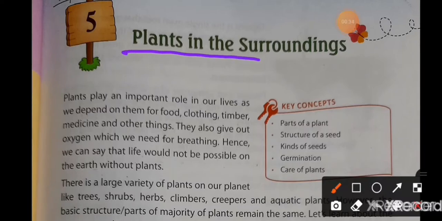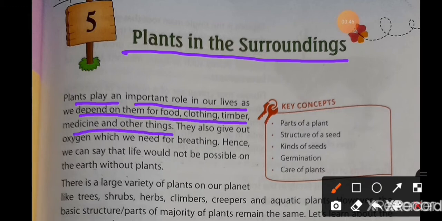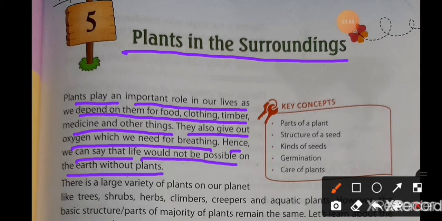Plants in the surroundings. Plants play an important role in our lives as we depend on them for food, clothing, timber, medicine and other things. They also give out oxygen, which we need for breathing. Hence we can say that life would not be possible on the earth without plants.